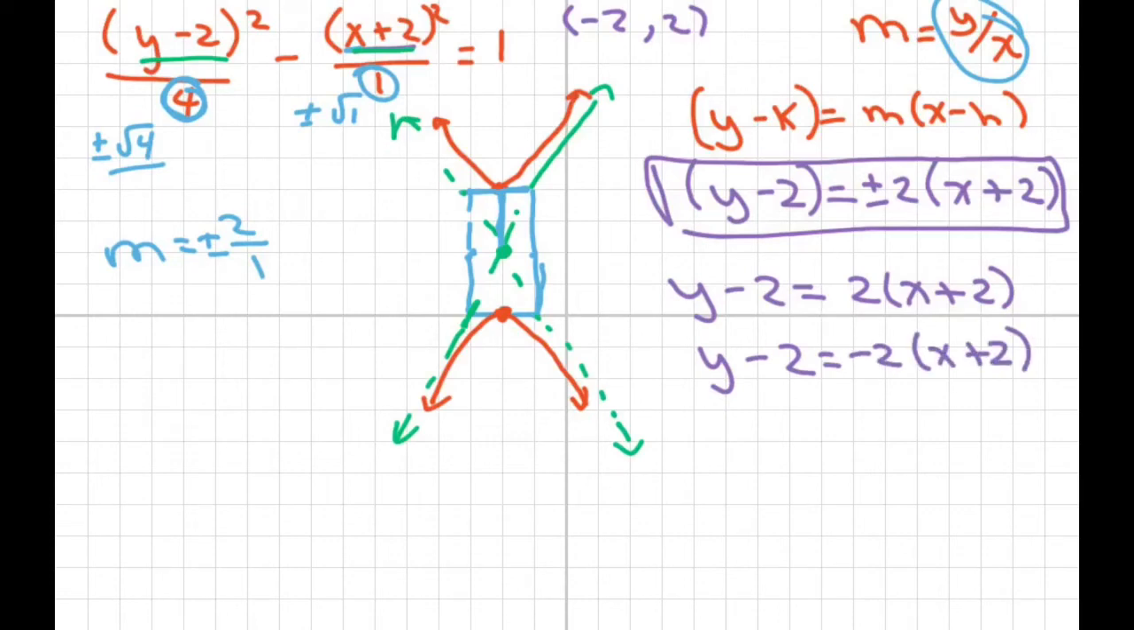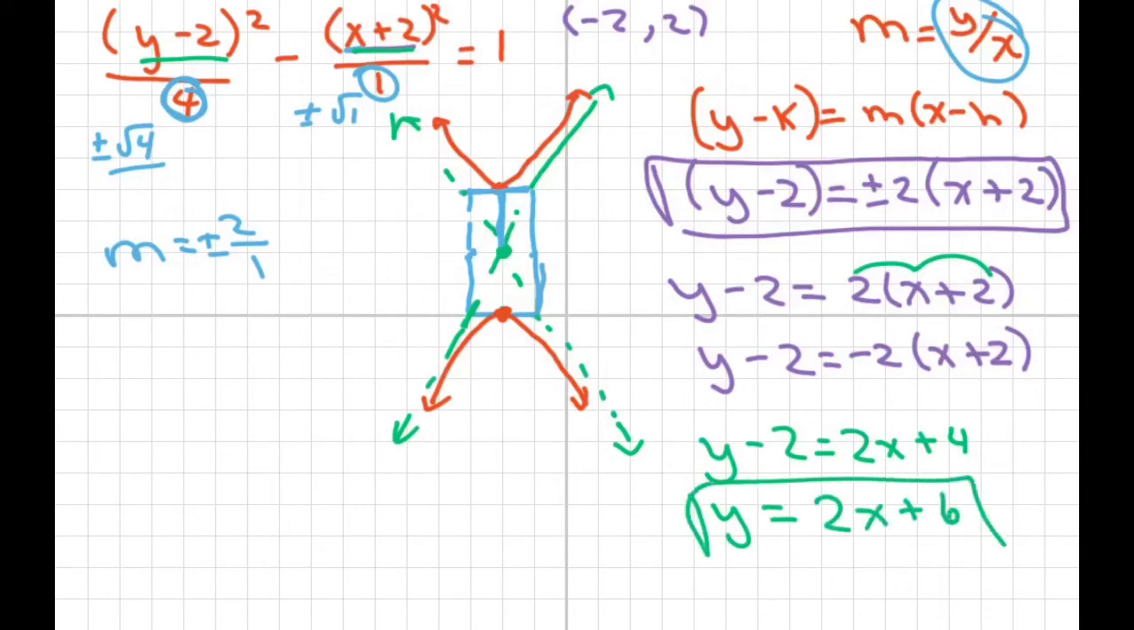If you need to write it in slope-intercept form, that's easy. You're just going to distribute and then add the 2. I'll do it for one of them. So you get y minus 2 equals 2x plus 4. And then you add the 2 to both sides. So you get y equals 2x plus 6, if you have to write it that way. But this is a good way to write it, because then you can also see your center.